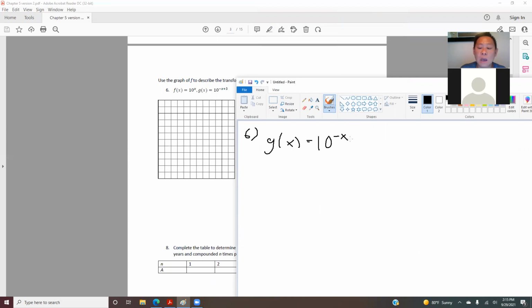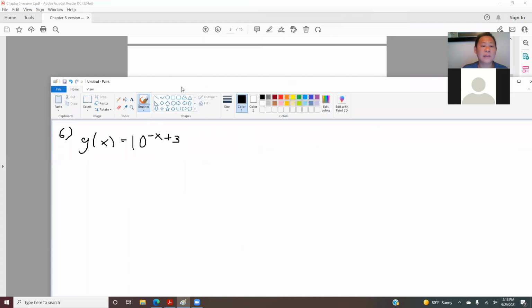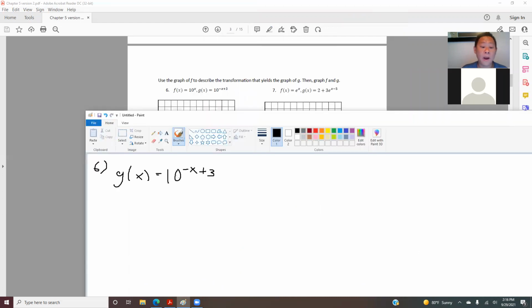So can someone tell me what kind of transformation do we have for question 6? What does this negative stand for? So your parent function is f of x equals 10 to the x. This is the parent function. If you strip the 10 and the x, you are left with the negative and the 3. Can someone tell me what this negative means in transformation? What this 3 means?